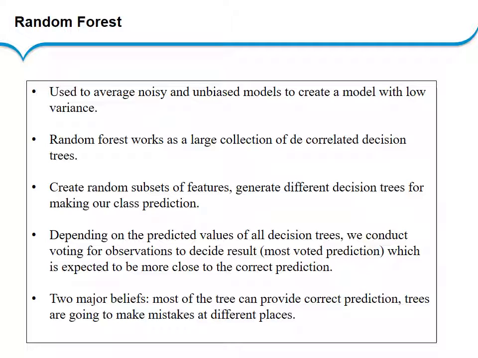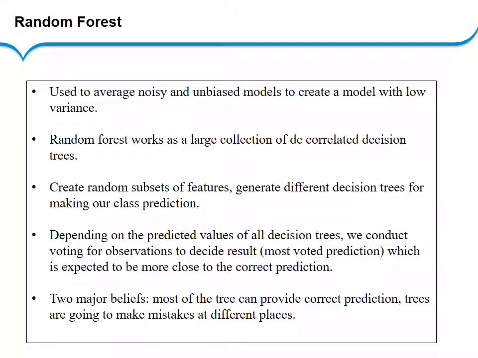Now let's talk about random forest algorithm. The basic philosophy is that it is used to average noisy and unbiased models to create a model with lower variance. Random forest works as a large collection of decorrelated decision trees. First of all, we create random subsets of features, and then we generate different decision trees for making our class prediction. Depending on the predictor values of all these decision trees, we conduct a voting on the observations of the trees to decide the result, which is the most voted prediction, and it is expected to be closer to the correct result.